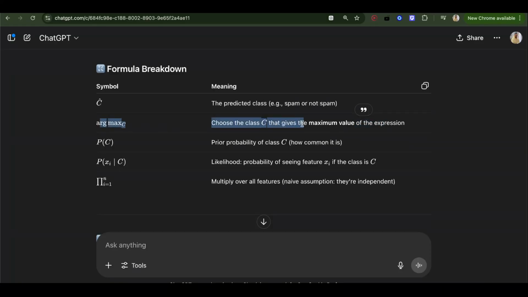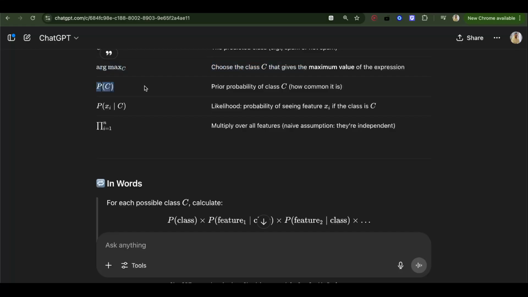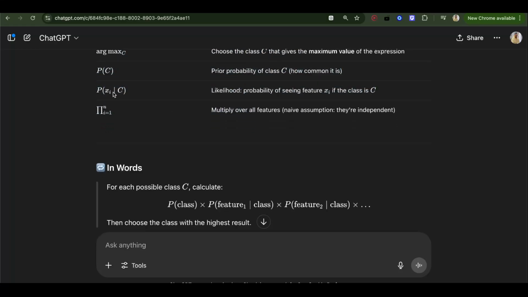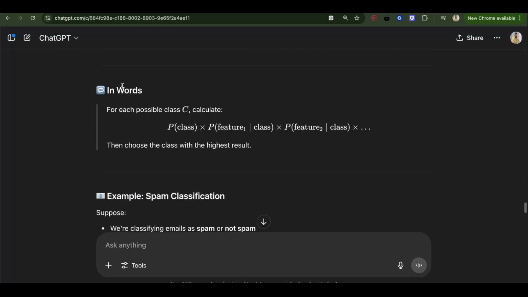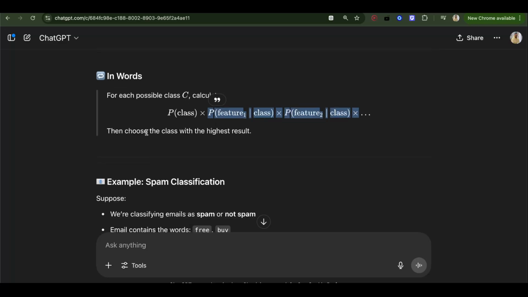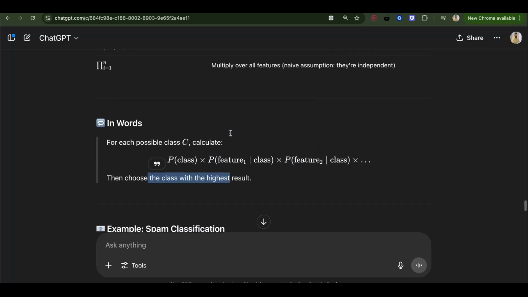So what does that mean? We'll see. These three are what we just explained: probability of the class C, probability of feature given class, and then the product. So in words, for each possible class C, calculate probability of the class times this formula that we just explained. Then choose the class with the highest result. So that's the argmax.